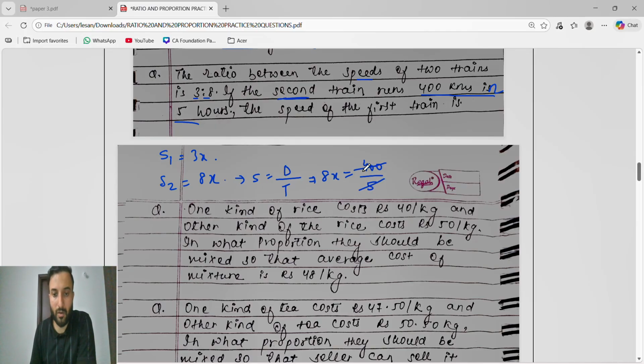So cancel it. 400 divided by 5, what will come? 80, guys, 80. So 8x is equal to 80. So x is equal to 80 by 8, which is 10. x is equal to 10.